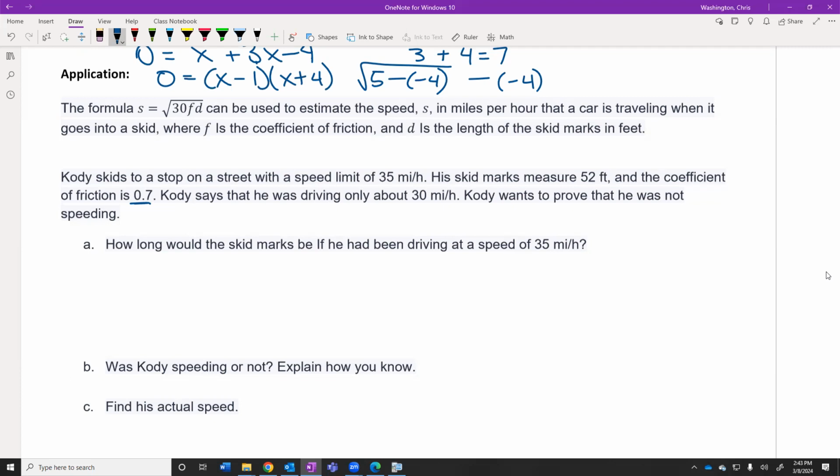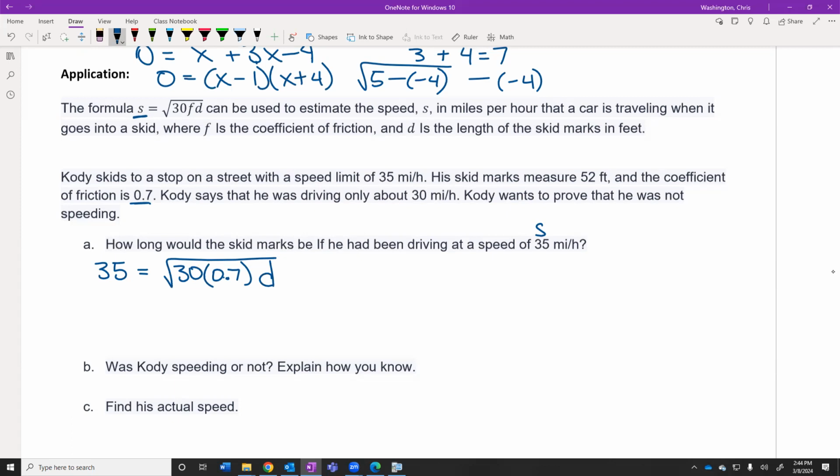So, part A: how long would the skid marks be if he had been driving at a speed of 35 miles per hour? So he's going exactly the speed limit. This is going to be our S value. So 35 is equal to the square root of 30 times this coefficient of friction that the state patrol can go out and actually measure and calculate using some tools and instruments that they have. And D, we don't know what D is this time. We're saying if he was doing 35 miles per hour, how long would his skid marks be?